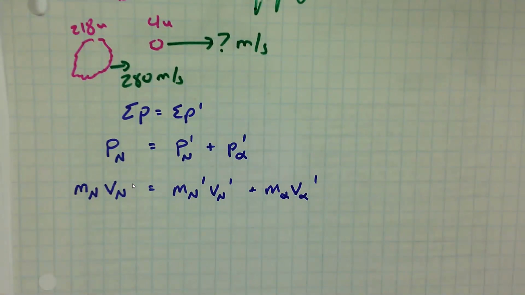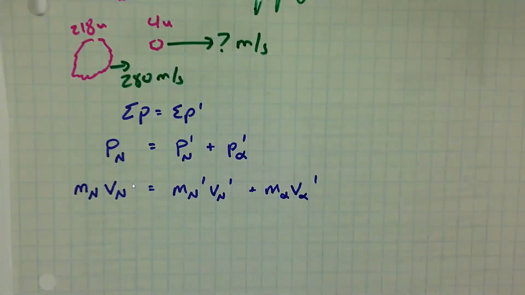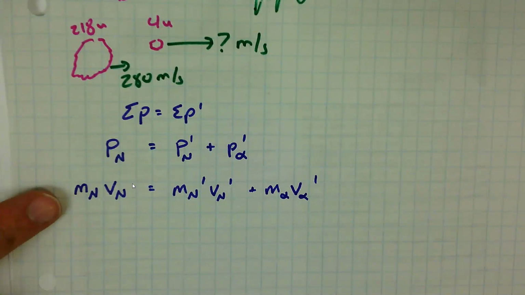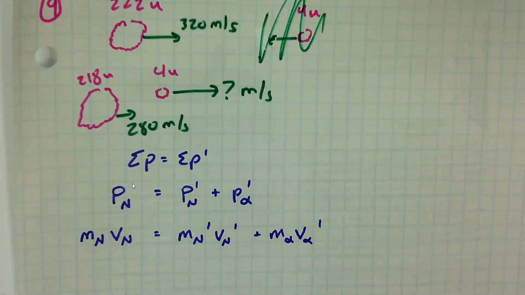Now, I don't have to convert everything to kilograms, because since every mass is going to be in the same unit, all the units are going to cancel out, right? So I can just plug in 222 for mass and 320 for velocity, etc.